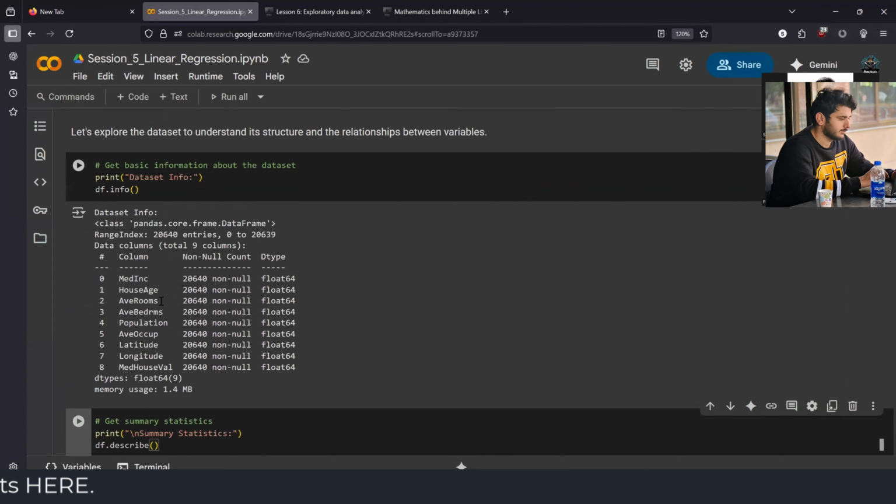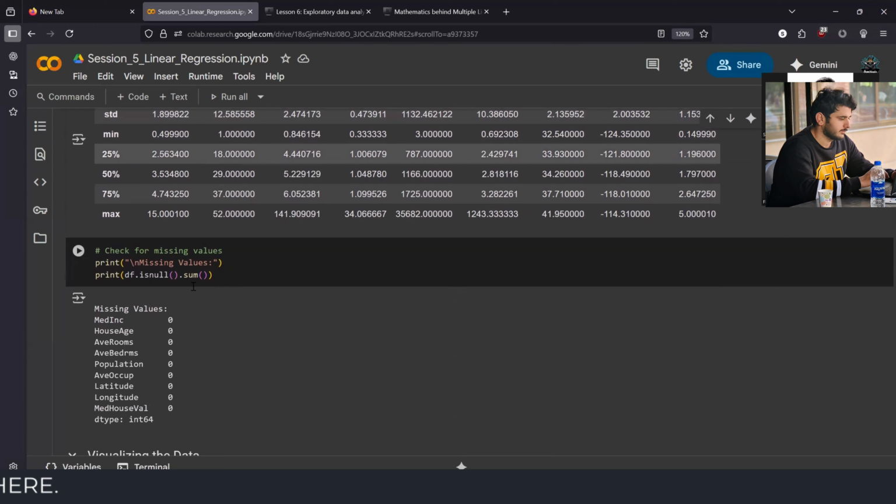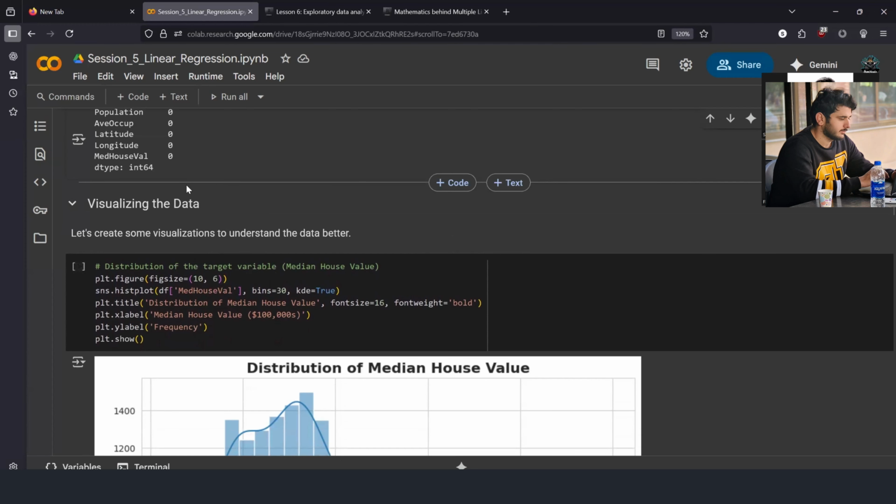Now we can see how many missing values we have here, but if we want something exclusive for the missing values, we can also use df.isnull. So basically it checks the missing values in that particular data frame and sums them up. If we have some missing values in a column, it will sum them up and show them in front of it. But since we are good to go, there are no missing values here. Now we will go with the visualizations.